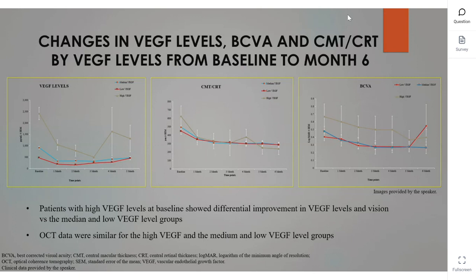If you look at central macular thickness or best corrected visual acuity, you can see that the very high VEGF level patients had a worse central macular thickness and a worse visual acuity to start with, and they actually reduced in macular thickness more than the other groups, telling us there was some macular ischemia or foveal atrophy in those patients. Whereas the best corrected visual acuity, you can see that they improved, but they were about 2 lines lesser than all the other groups.